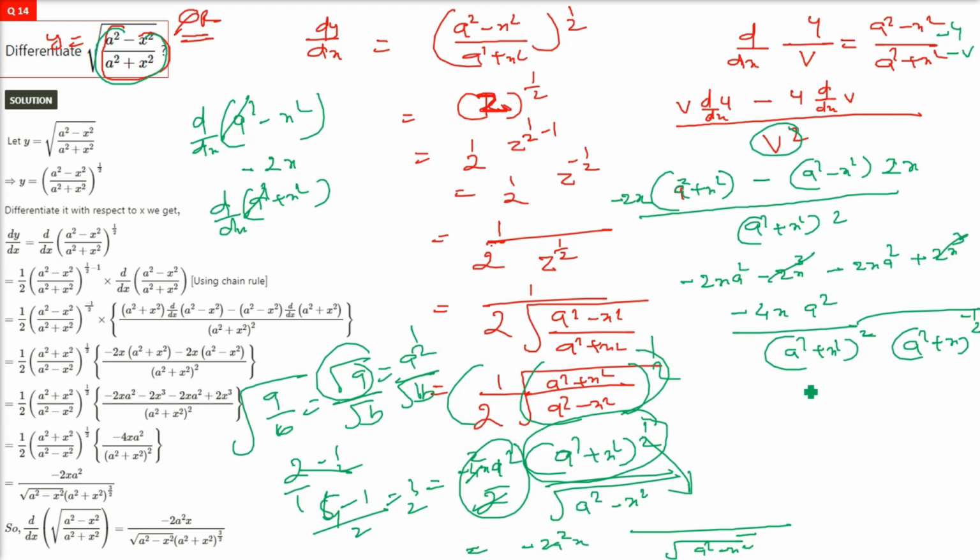So in the denominator, you will get what? It is a square plus x square to the power 3 by 2. Numerator was already there, I told you already. So minus 2a square x. So this is your final answer. You can just verify and write it like this.